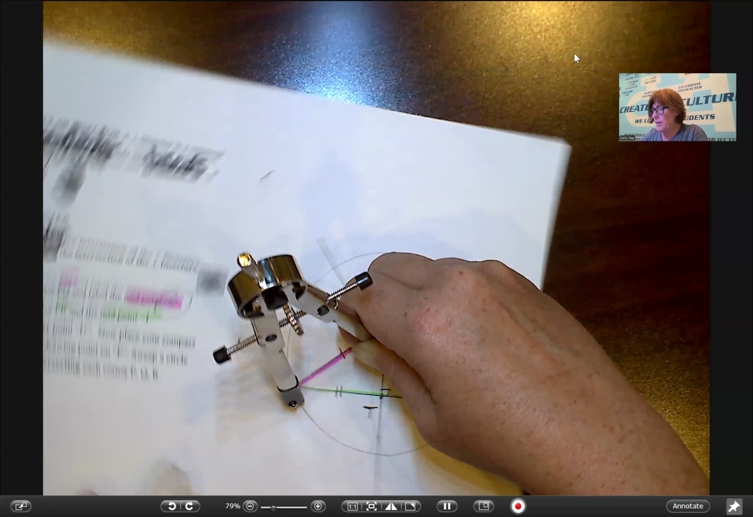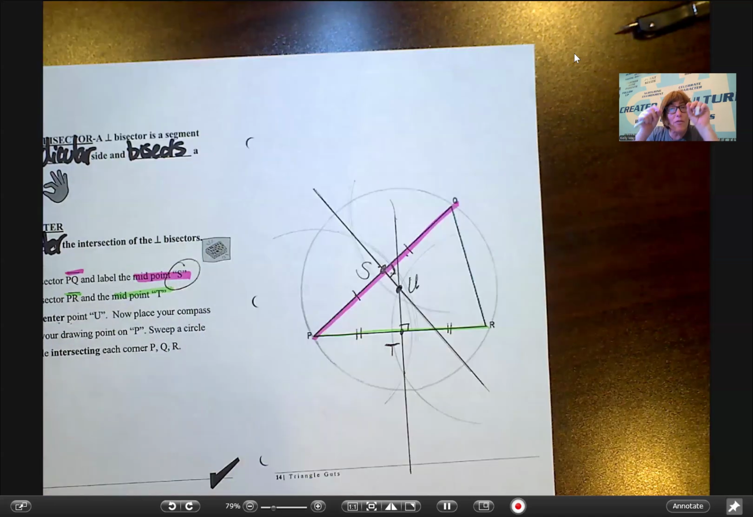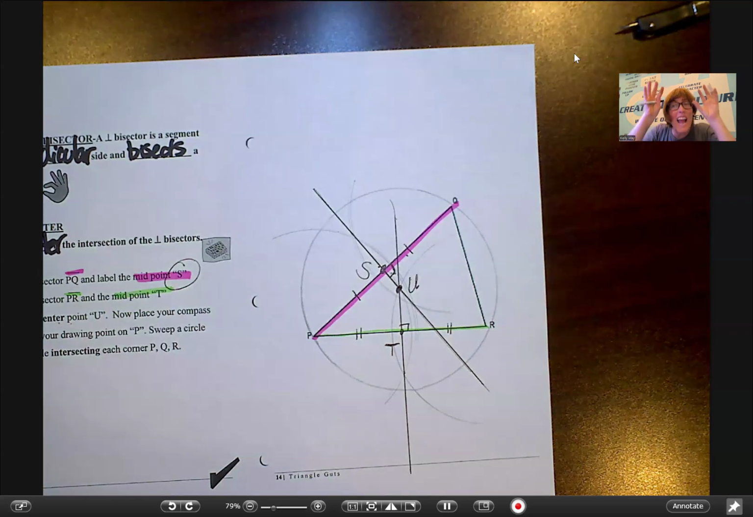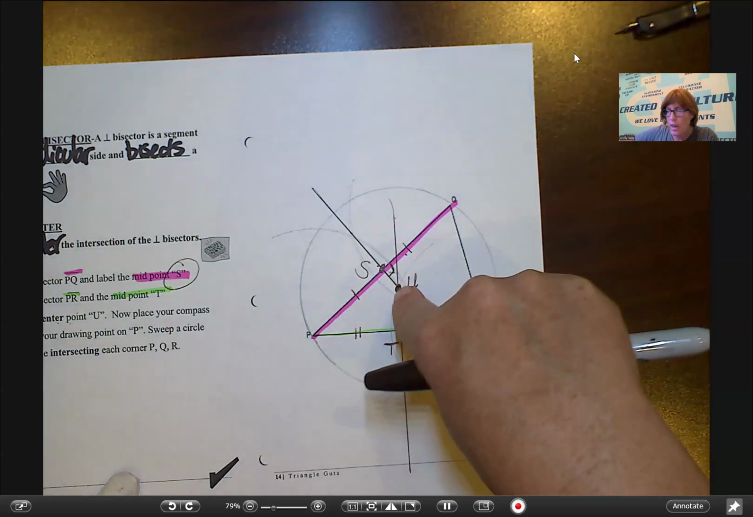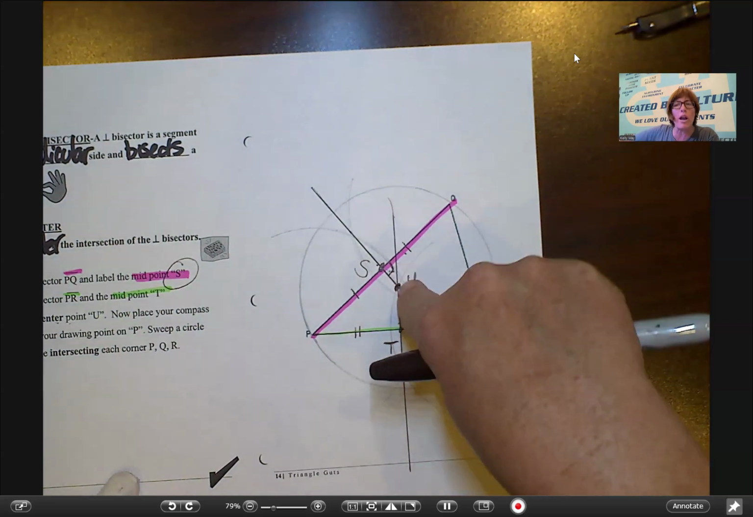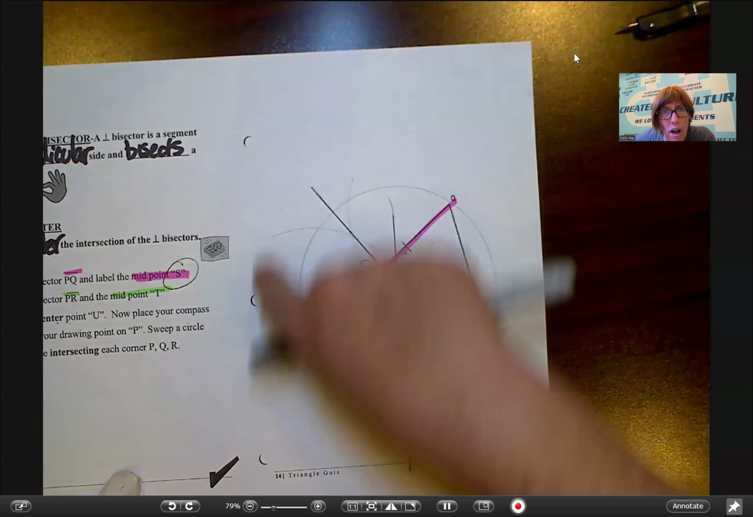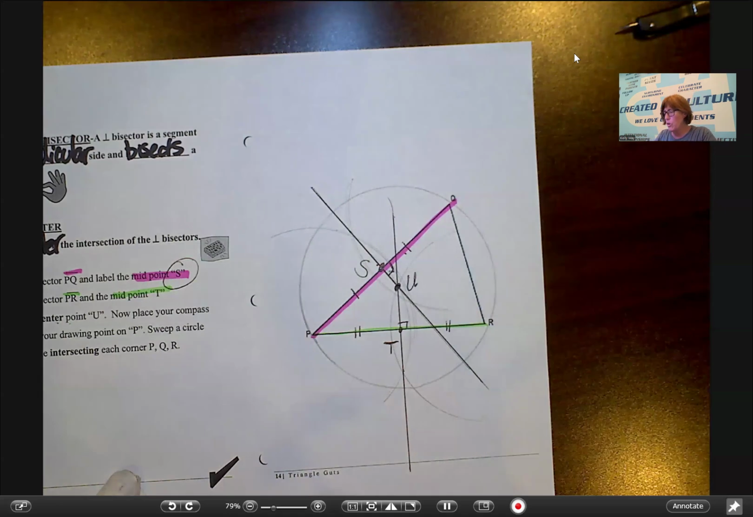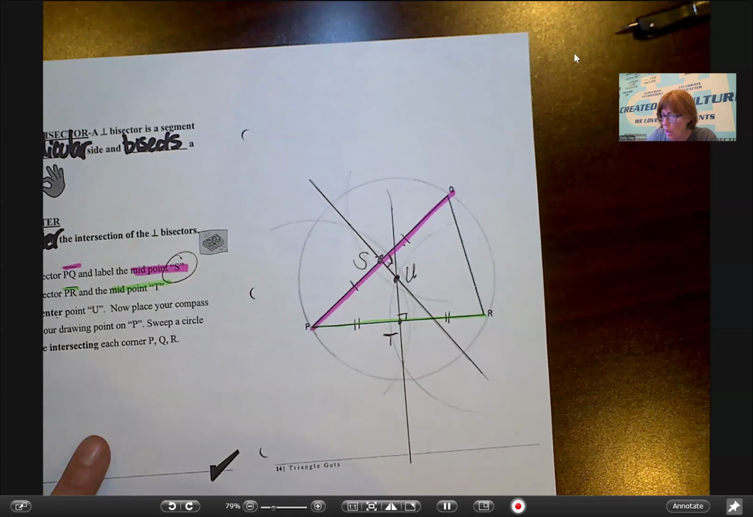There we go. Now, check your corners. If you are 100% accurate, this is why it is called the circumcenter. It is the center of the triangle that allows you to draw a circle around the triangle intersecting all three corners spot on.